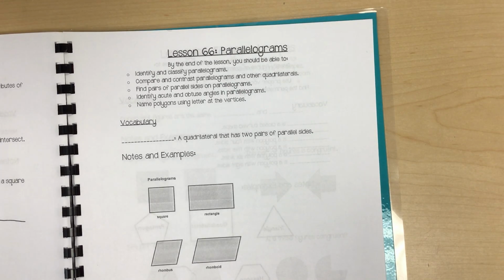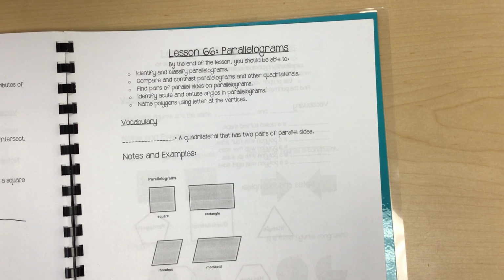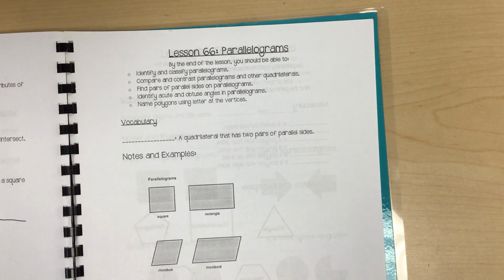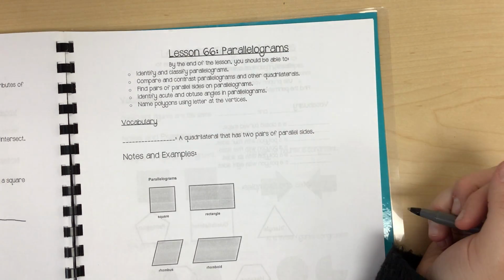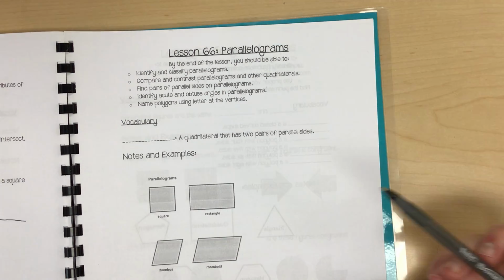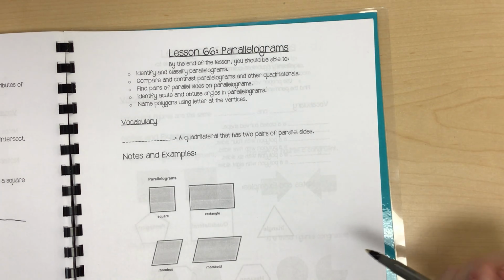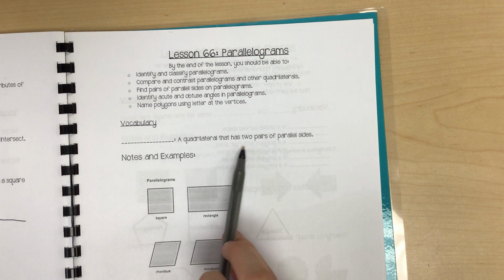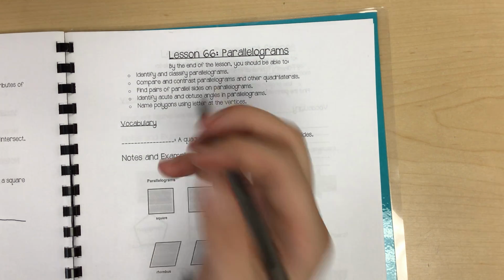Guys, today we are going to be talking about parallelograms. A parallelogram is a quadrilateral that has two pairs of parallel sides. So let me clarify what a quadrilateral is. It's just where we have four sides. A quadrilateral could be a square or a rectangle, but it always has four sides. But a parallelogram is a quadrilateral that has two pairs of parallel sides.